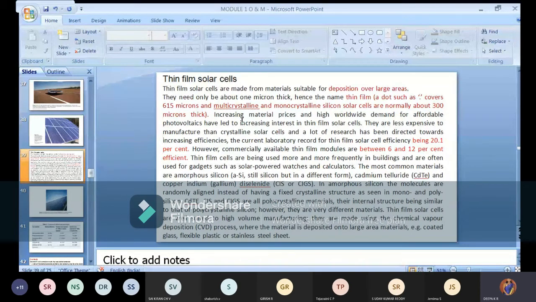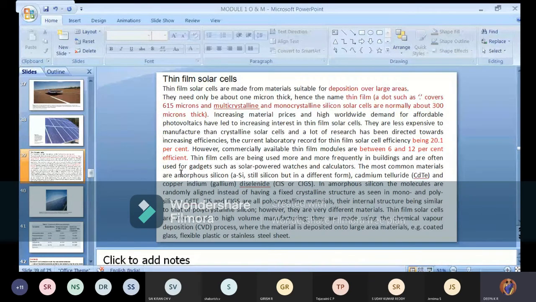Thin film cells are being used more and more frequently in buildings and are often used for gadgets, such as solar powered watches and calculators. Hope you have used this kind, and now people have digital watches where we use thin film solar cells as the input, because you cannot use batteries, with charging and removal of a battery and replacing it with a new one, nothing like that. So we are using some gadgets that are solar powered.